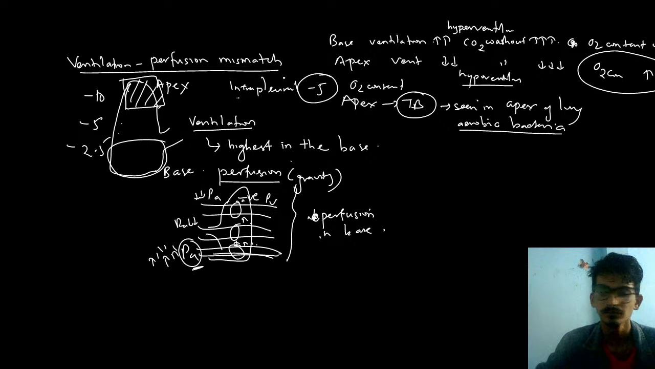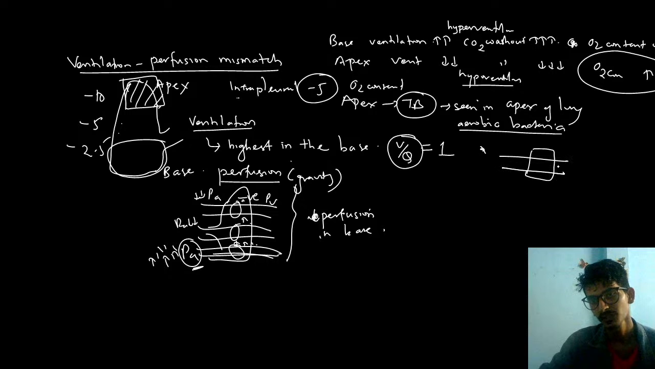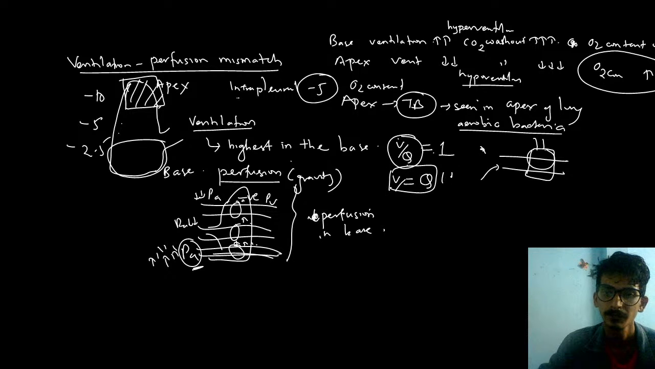So now let us talk about ventilation and perfusion. If ventilation perfusion equals 1, suppose this is the area of the lung which is properly ventilated from the alveoli and properly perfused. So ventilation perfusion is 1, that means ventilation equals perfusion. This is the ideal state.